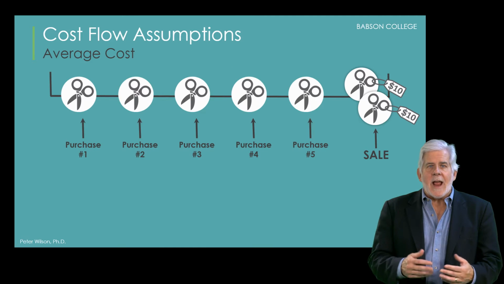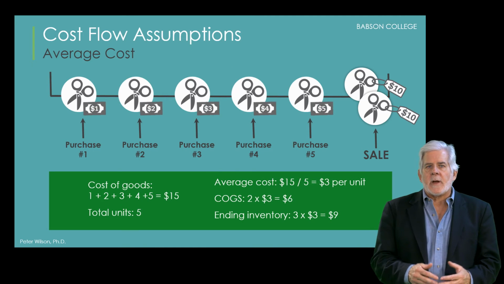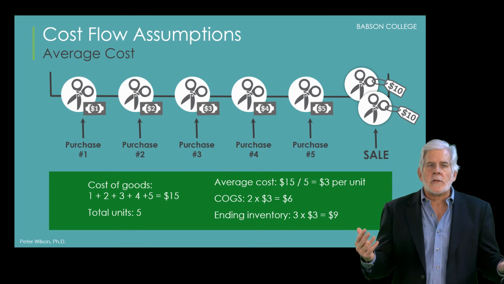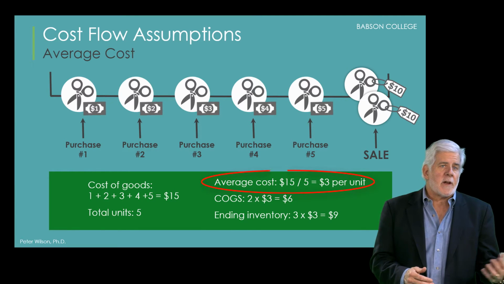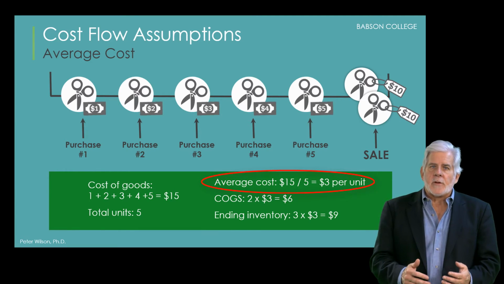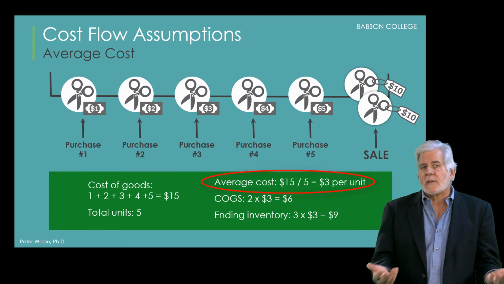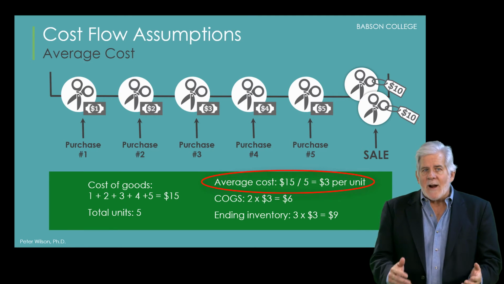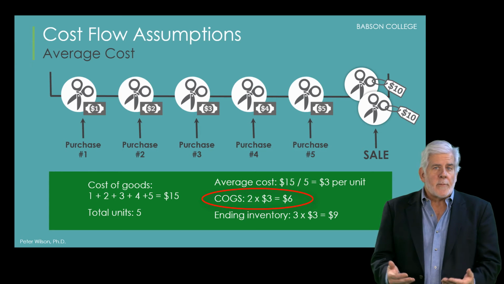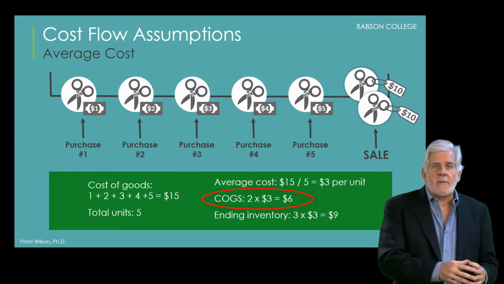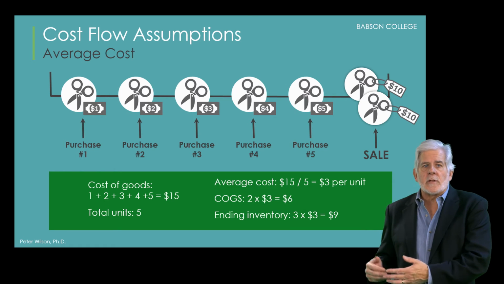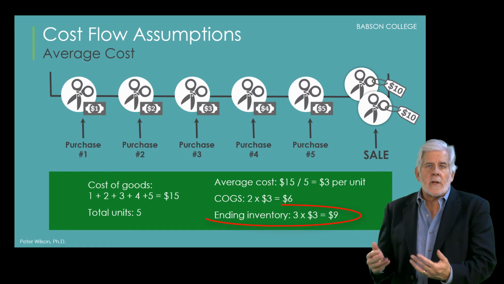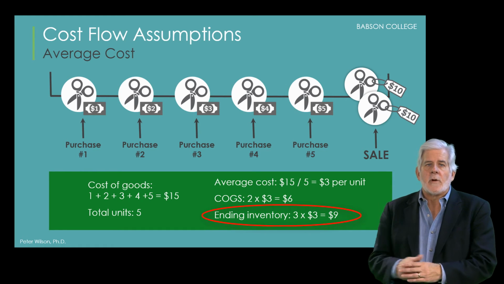In this method, an average cost for the year is calculated by taking the total cost of all goods in beginning inventory and purchased during the year, in this case $15, and dividing it by the total number of units available, in this case 5. The average cost of $3 is then applied to both the units sold, giving us a cost of goods sold of $6, and applied to the units remaining in inventory, 3 units at $3 each, or $9.